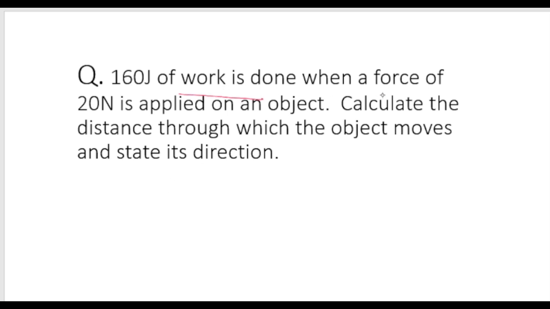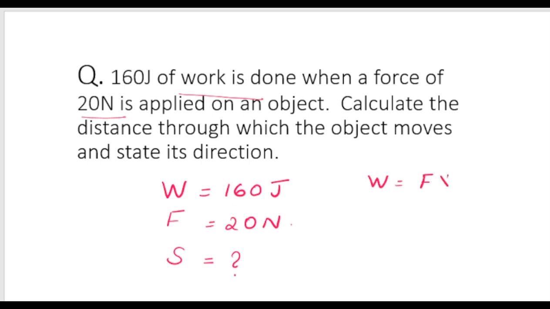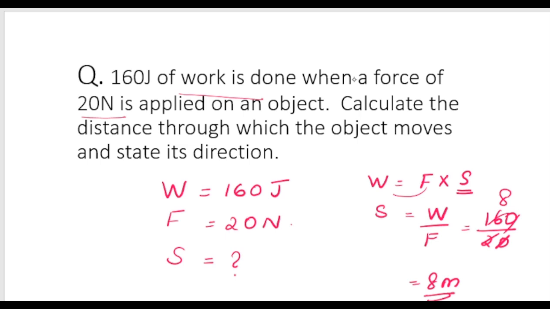160 joule of work is done when a force of 20 Newton is applied on an object. So work done is directly given, that is 160 joule, and the force is equal to 20 Newton. Calculate the distance through which the object moves and state its direction. So here we have W is equal to F into S. We have to find out S. So we have to bring this F to the denominator, W by F. So 160 by 20. This is 8 meter. So a force of 20 Newton is applied on an object, and usually the motion is in the direction of the force.